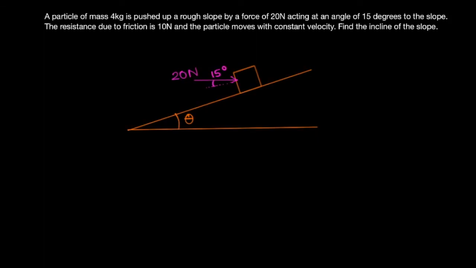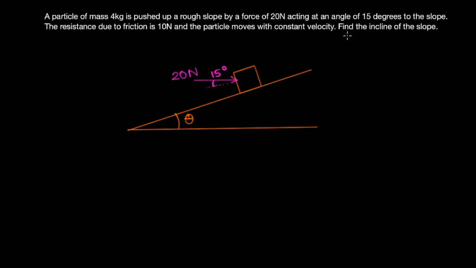So for this problem, we have a particle of mass 4 kilograms being pushed up a rough slope by a force of 20 newtons acting at an angle of 15 degrees to the slope. The resistance due to friction is 10 newtons, and the particle moves with constant velocity, so find the incline of the slope.